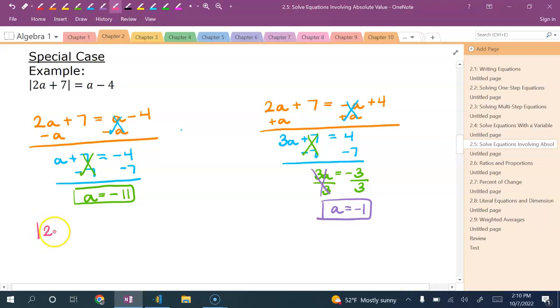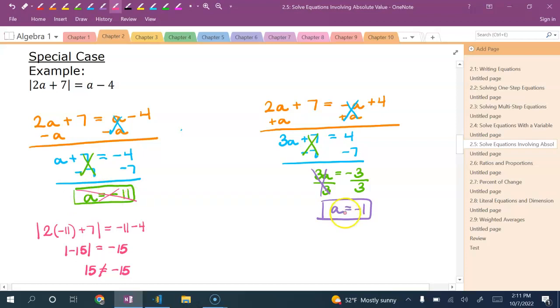so for that first one, if I do 2 times negative 11 plus 7 equals negative 11 minus 4, if I were to try to simplify this, over here on the left-hand side, you'd have 2 times negative 11, which is negative 22, plus 7, which is going to be negative 15. And over here I have negative 11 minus 4, which is negative 15. However, when I do the absolute value, this becomes positive 15, which is not the same thing as negative 15. So those are not equal to each other, which means that negative 11 was a bad answer. So I actually have to get rid of it.